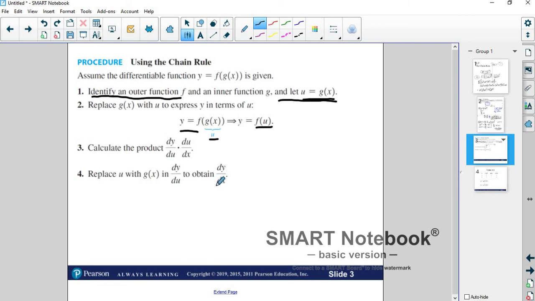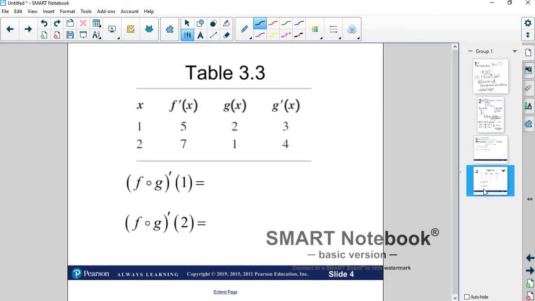Now you can also do it with regular numbers. Okay, so let's take a look at this tabularly defined function. The functions are defined in a table. Here is information about f prime of x, g of x, and g prime of x. And we're told what happens when x is equal to 1 and when x is equal to 2, and that's it. That's all we have.